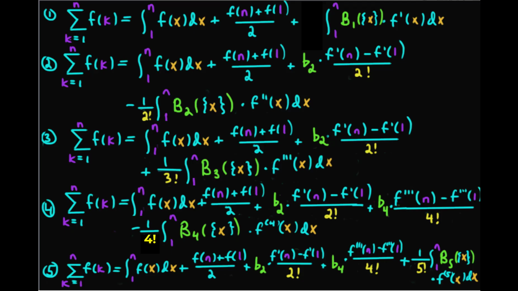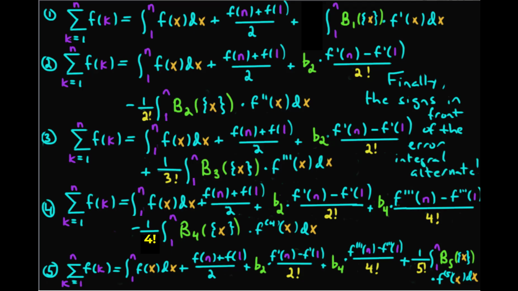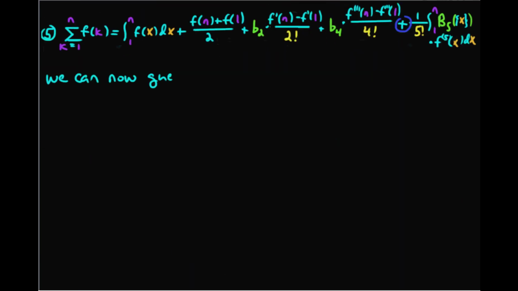And I have just one more pattern that I want to point out here, which is that the signs of the constants in front of the error integrals in all of these different versions of the EMSF always alternate. So in the first derivative version, we have a plus sign in front of the error integral. In the second derivative version, we have minus 1 over 2 factorial times the error integral. In the third derivative version, we have plus 1 over 3 factorial times the error integral, and so on. So I'll just bring the 5th derivative form of the EMSF with remainder up to the top line there.